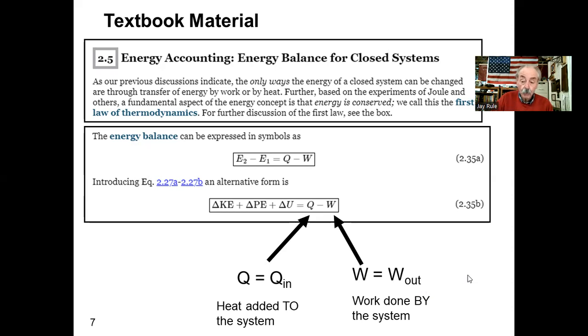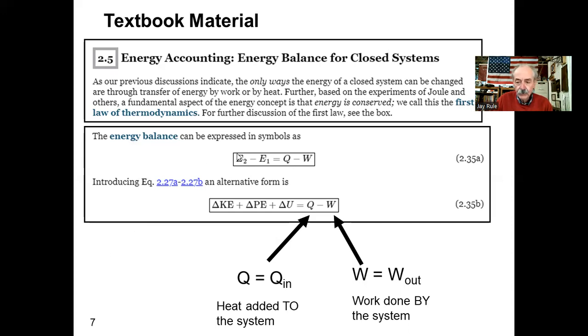So if work is done on the closed system, I write W out as less than 0. If heat is rejected from the system, Q is leaving the system, I write Q in is less than 0. That just helps keep me straight in my problem solving. So that's up to you to decide how you'll move forward personally as an engineer.